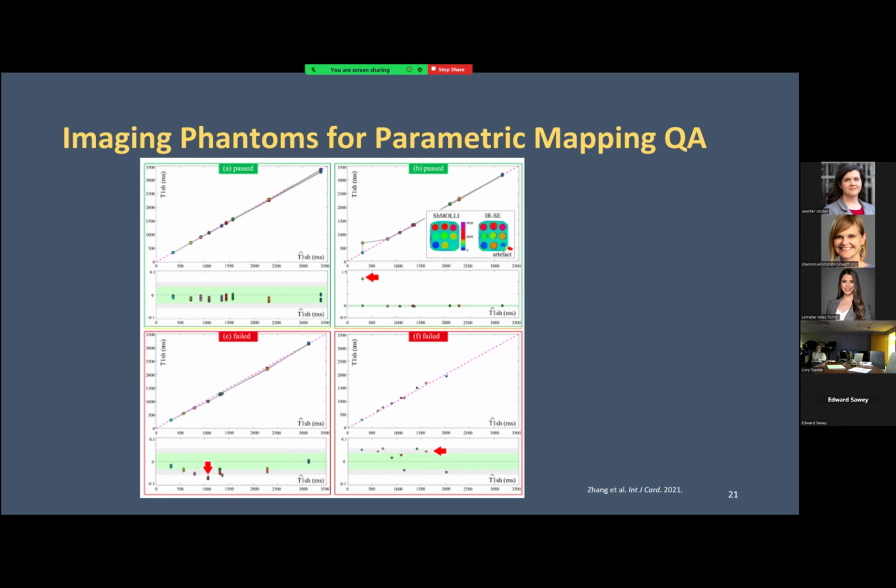So these are really beneficial to have when you're doing parametric mapping, whether it's T1 or T2, particularly when you're doing multiple sites, so you can start to calibrate things. But even with a single site, it can be beneficial to have this.